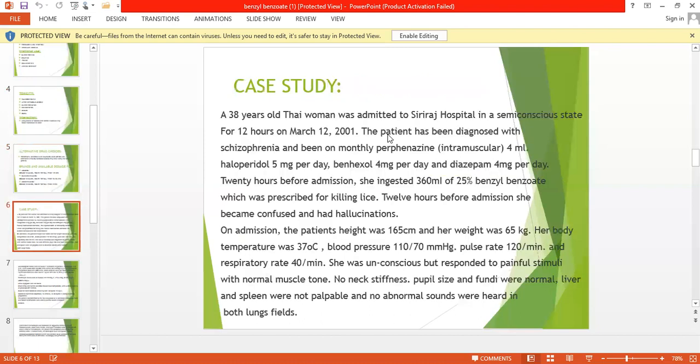So here is a case study, that is a 38-year-old Thai woman was admitted to Siriraj Hospital in a semi-conscious state for 12 hours on March 12, 2001. The patient has been diagnosed with schizophrenia and been on monthly perphenazine intramuscular 4 ml, haloperidol 5 mg per day, benzhexol 4 mg per day, and diazepam 4 mg per day.